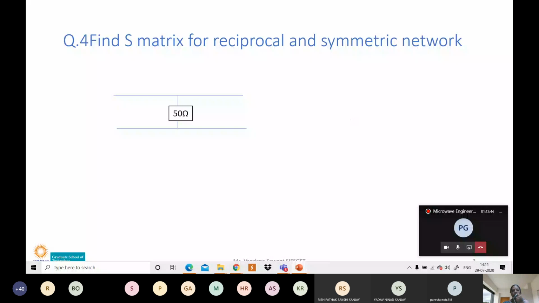Now for finding out the S parameters, the first step is that we have to terminate the network using a suitable impedance. So for a 50 ohm network, we can choose 50 ohm as the terminating impedance. That depends upon our choice. You can choose any value as a terminating impedance. You can choose 1 ohm, or 50 ohm, or just Z0 as a terminating impedance.